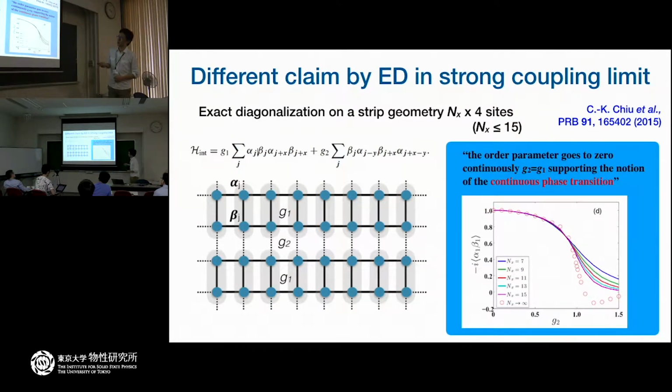And what they found is the following. By changing the ratio between G1 and G2, they computed the hybridization of the nearest neighbor Majorana fermions like this. To my surprise, they claim a continuous phase transition based on this calculation. Basically, they compute the density of complex fermions by changing the ratio between G1 and G2. And what they claim is that around the point where G1 and G2 are equal, this so-called order parameter seems to vanish quasi-continuously.